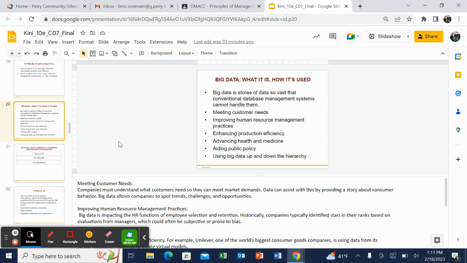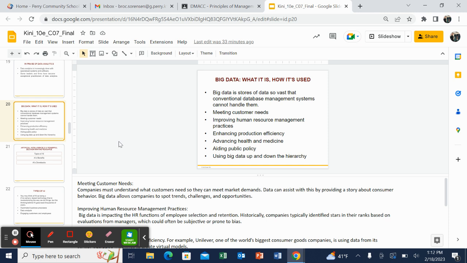Big data is stores of data so vast that conventional database management systems cannot handle them. So this big data is information collected on customers and on different businesses, and when used properly, it can be used to drive decisions in business that can help them optimize client satisfaction, optimize profits, optimize their human resource practices in terms of people to hire. What are the best practices to implement within a business in terms of how to improve their employees' performance, how to improve their company's performance.